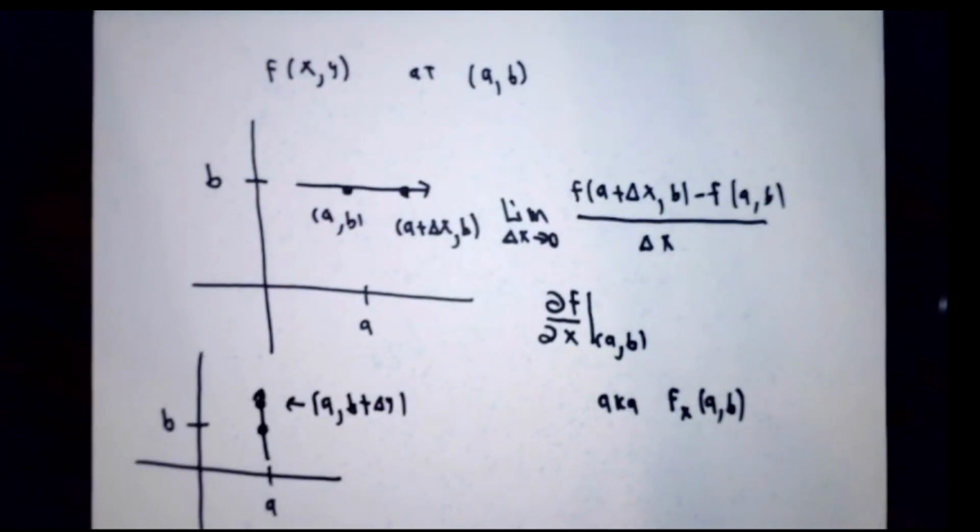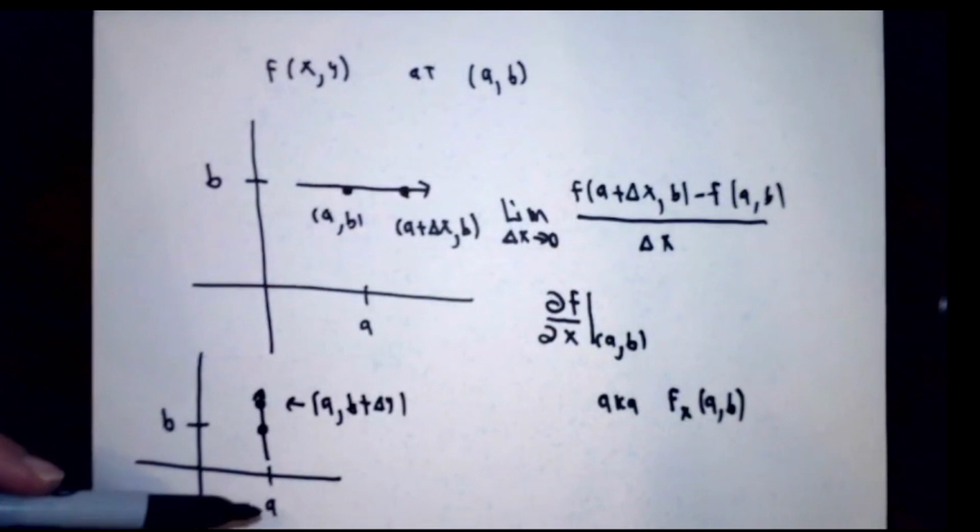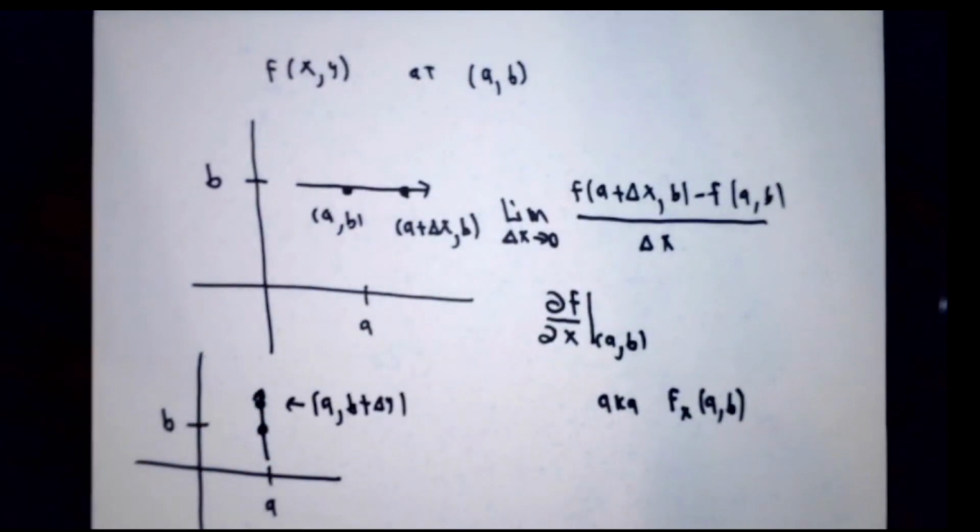Of course, you can travel through this point (a, b) in any number of different directions. Another choice would be to travel through the point in the positive y direction. In this case, I'm going to have my nearby point having the same x-coordinate as the point of interest, but this time I'll alter the y-coordinate.